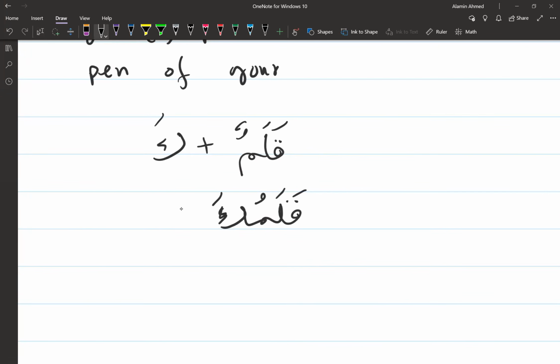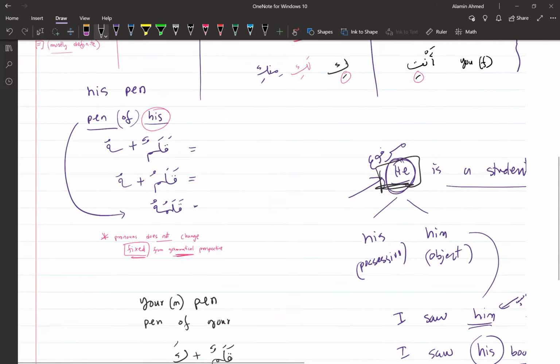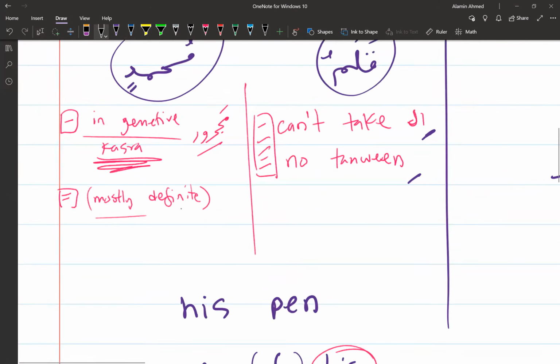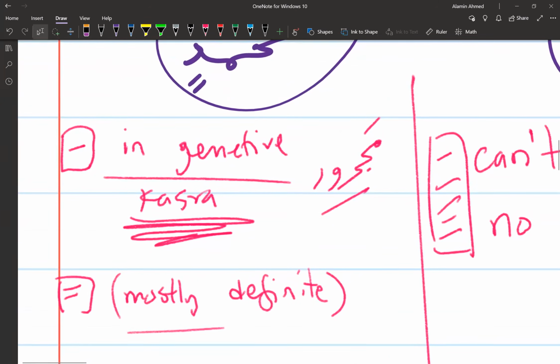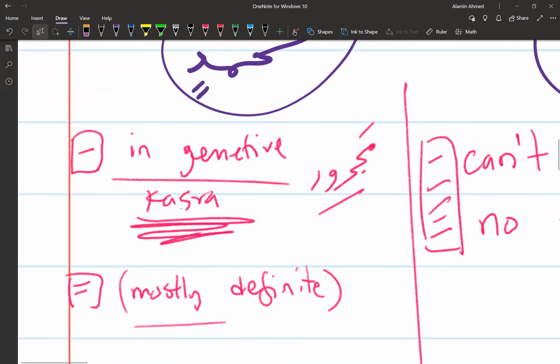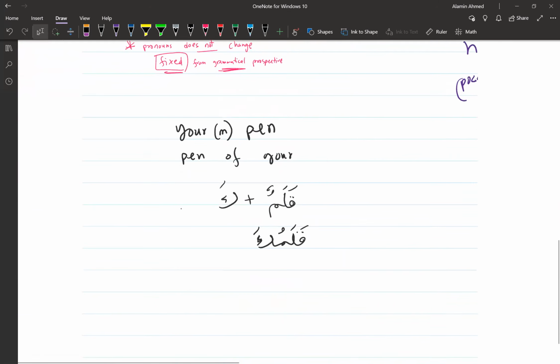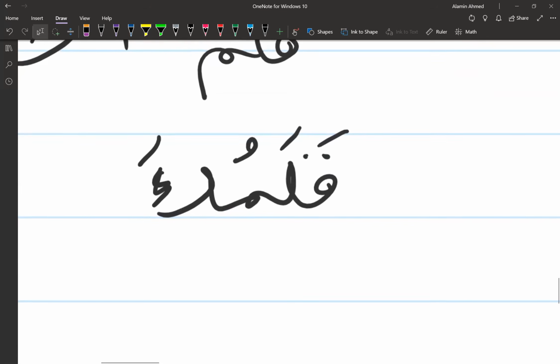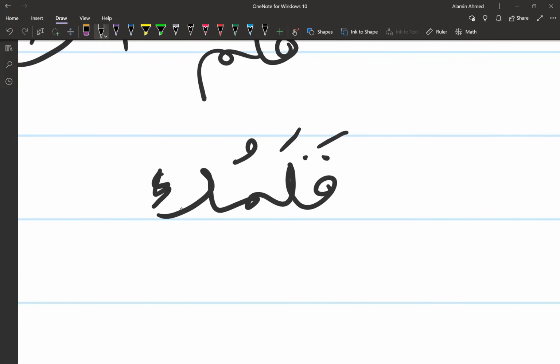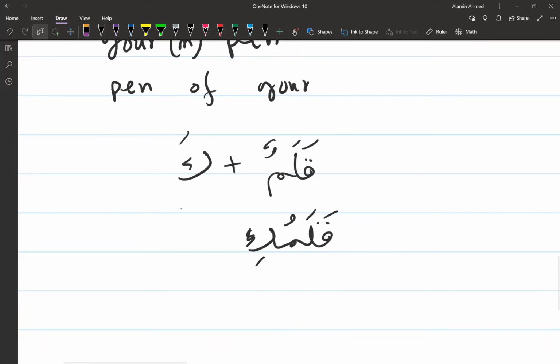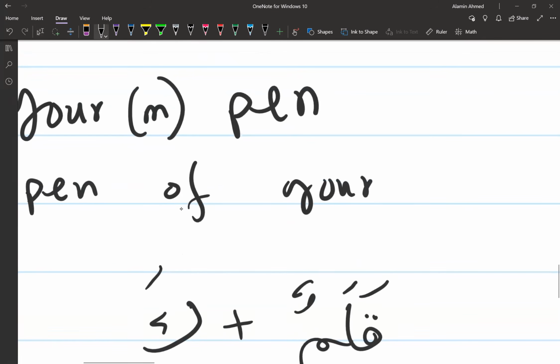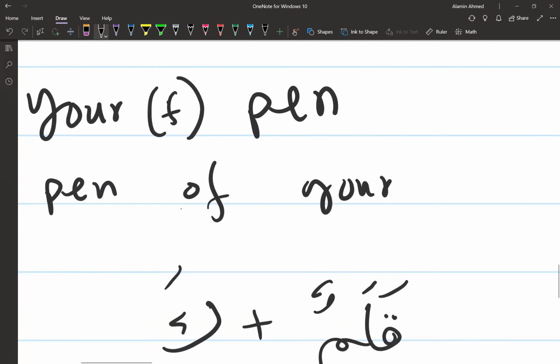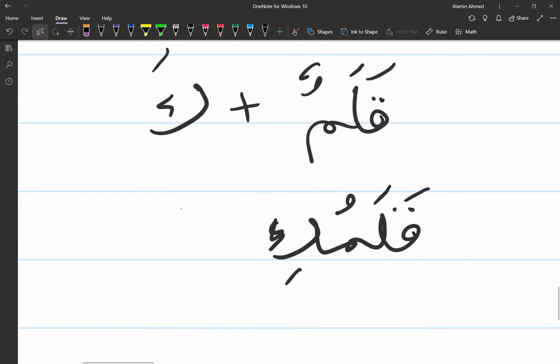Now, the rule was what? Rule was you need to put kasra for the second part. Now, what would happen if you put kasra here? Kalamu ki. Then what does it mean? It means you're saying you're female. Okay, you understand? Exactly. So it's not going to be the same thing.